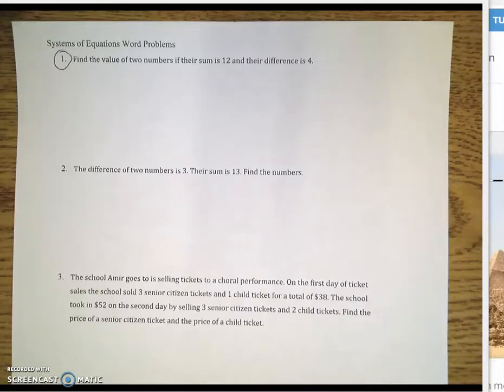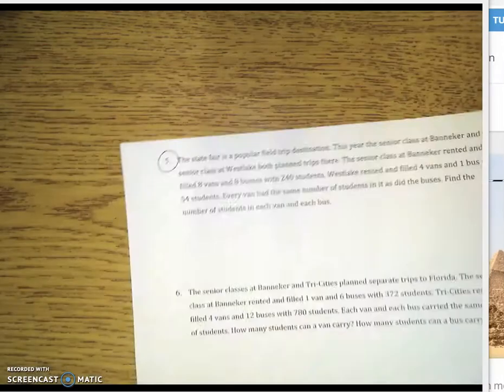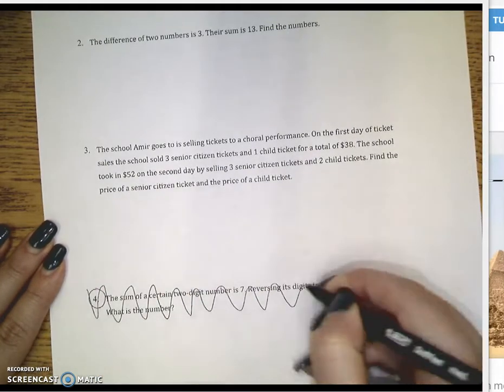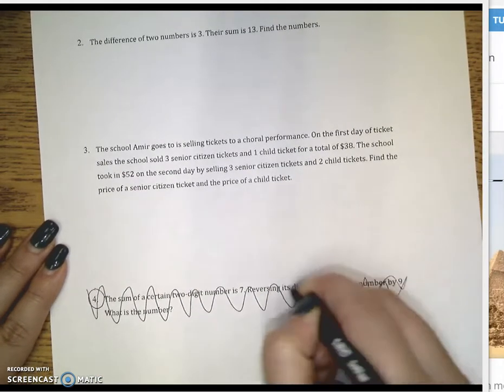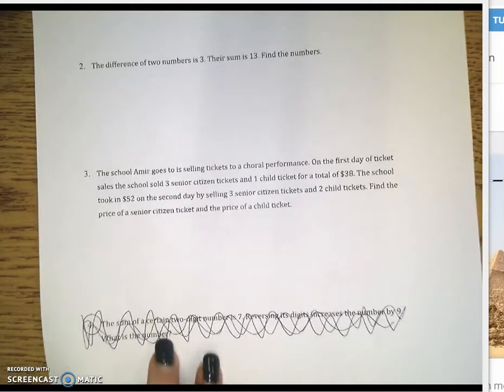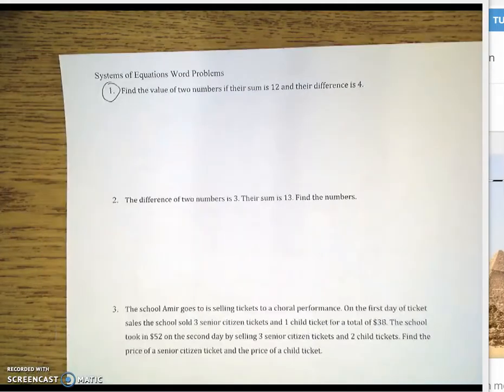The last thing we need to be able to do with systems of equations is do word problems with these systems of equations to find the solution. So for example, I'm going to do numbers 1, 5, and 7 with you, and I want you to cross out number 4 because number 4 is actually a quadratic equation, not a linear equation. So we are going to do 1, 5, and 7 together, leaving 2, 3, 6, and 8 for you to do on your own.